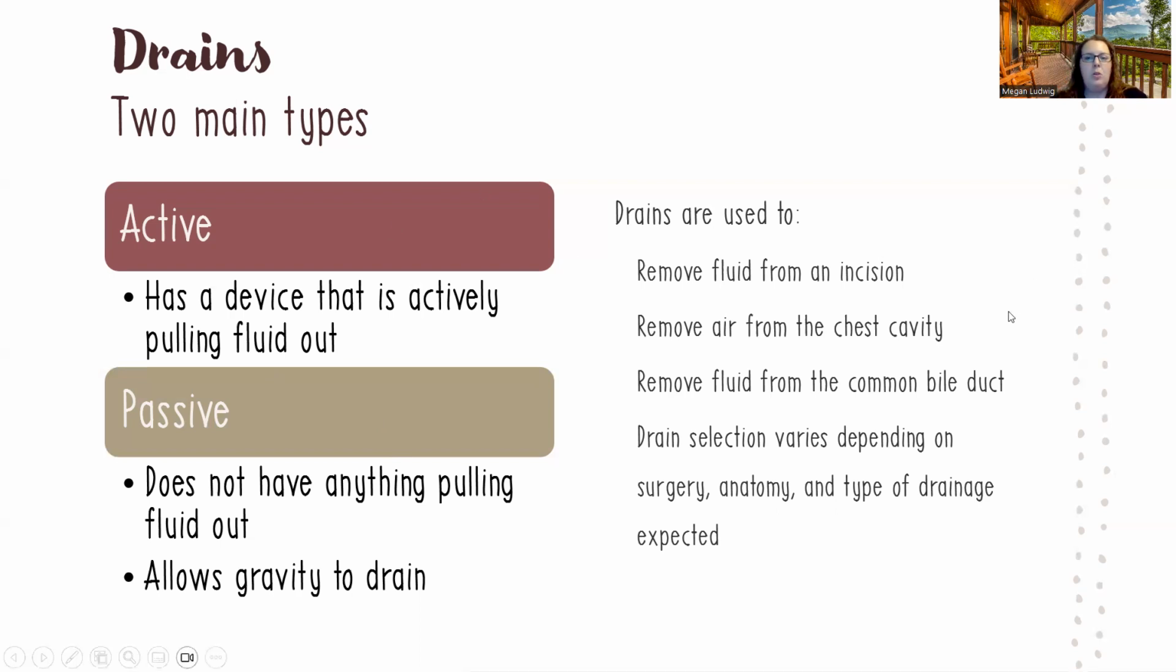So drains in general are used to remove fluid from an incision, like I mentioned. It could also be used to remove air from a chest cavity, or fluid from the common bile duct. I'll show you a picture of that. And any type of these can vary depending on where we're working, what the anatomy is like, what the actual surgery is, maybe patient weight or their specific anatomy might play into that, and the type of drainage, like I said.